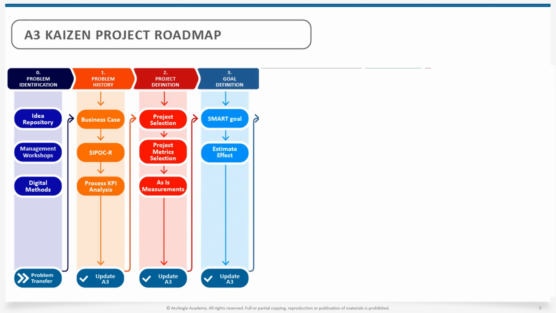Phase 3. Goal definition. In this phase, the project's goals are defined. It includes SMART goal, setting specific, measurable, achievable, relevant, and time-bound goals. Estimate effect, estimating the potential impact of achieving the set goals.